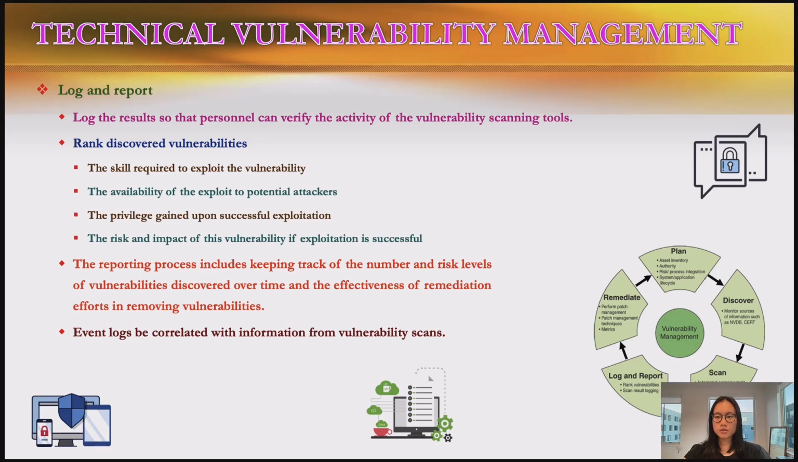Discovered vulnerabilities should be ranked based on the skills required to exploit the vulnerability and the availability of the exploit to the potential attackers. The ranks also reflect the privilege gained upon successful exploitation. Furthermore, the risk and impact of the vulnerability should be considered if exploitation is successful. The reporting process of vulnerabilities include keeping track of the number and risk level of vulnerabilities discovered over time. It also includes the effectiveness of remediation effort in terms of removing vulnerabilities.